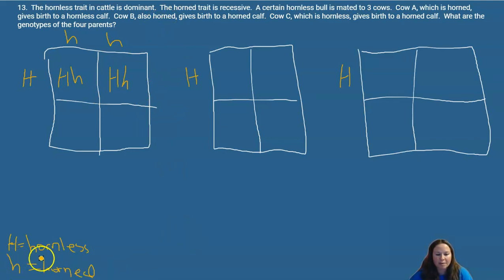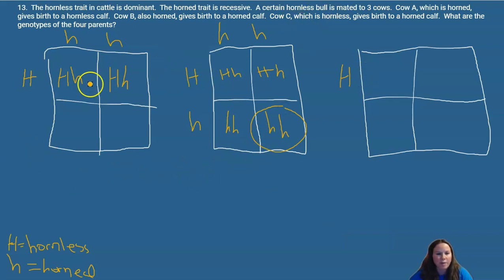What's cow B's genotype? You said little h, little h. Correct? But cow B has a horned calf. So in order to have a horned calf, you can't answer that from these boxes. What must be the bull's other letter to have a horned calf? Definitely has to be a little h, right? Then it works out.